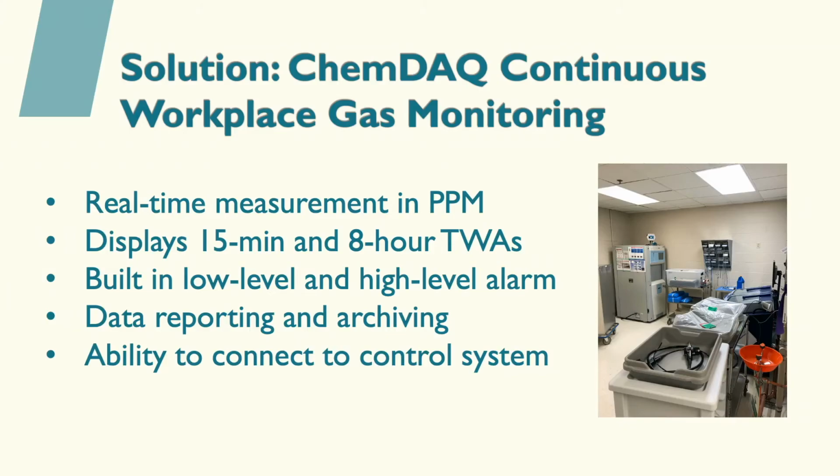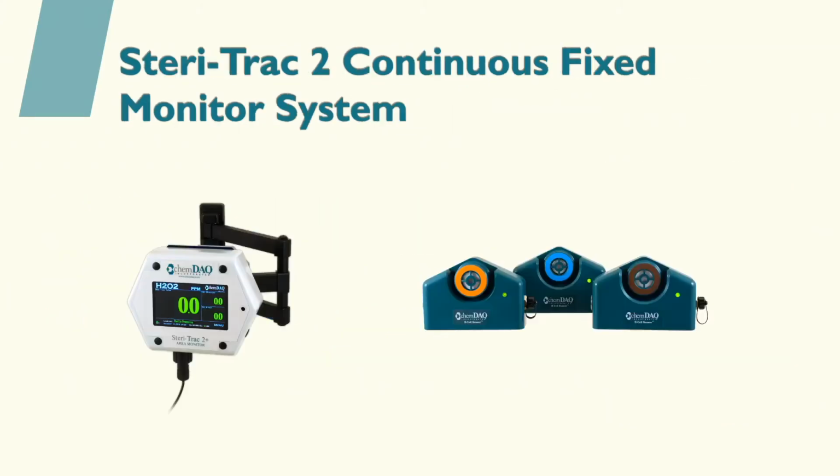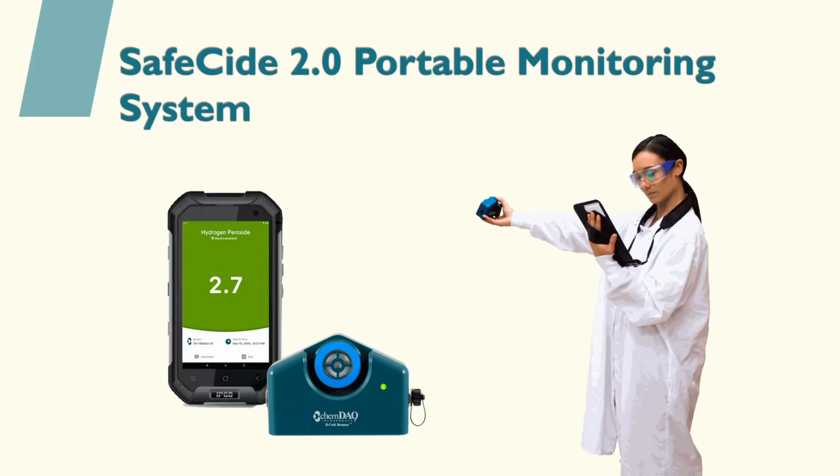The two options we have at ChemDAQ are our SteriTrack 2 system. Again, it's a continuous fixed monitoring system. We've been using this for ethylene oxide for years and hydrogen peroxide as well. We also monitor peracetic acid, which many of you use in your sterilization departments. And our second option is our SafeSide 2.0 portable monitoring system.